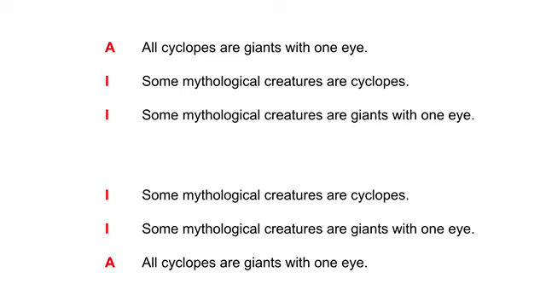And we see that in the first syllogism, the major premise is an A, the minor premise is an I, and the conclusion is an I. And then we just flipped it around the other way. In the second syllogism, major premise is an I, minor premise is an I, conclusion is an A. Okay? And you might want to add those letter labels in your notes.